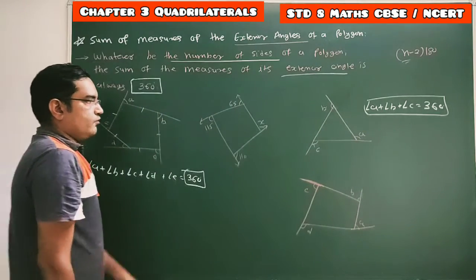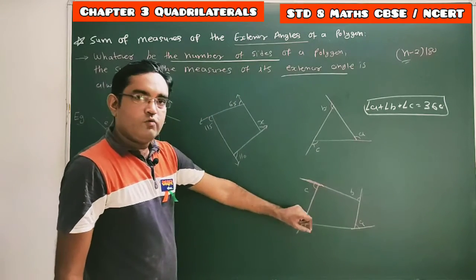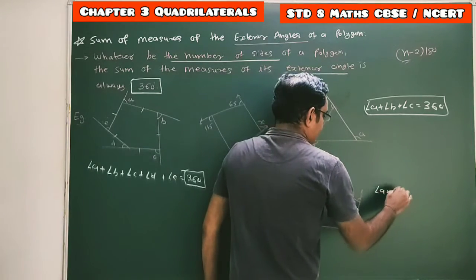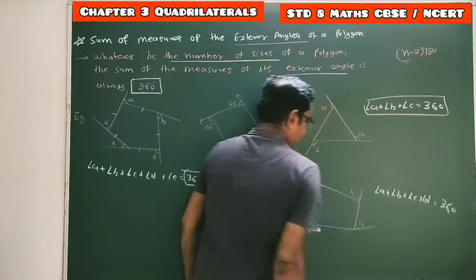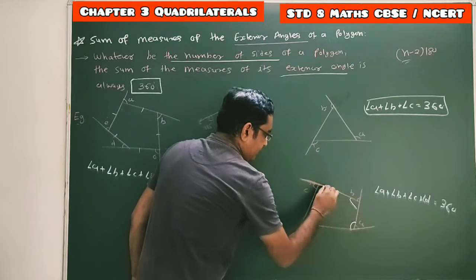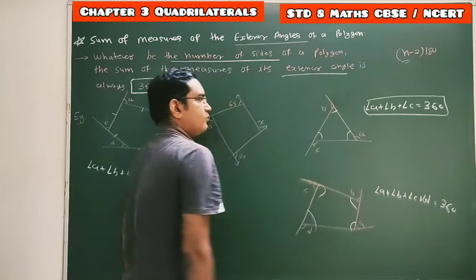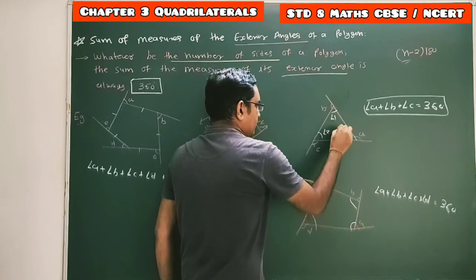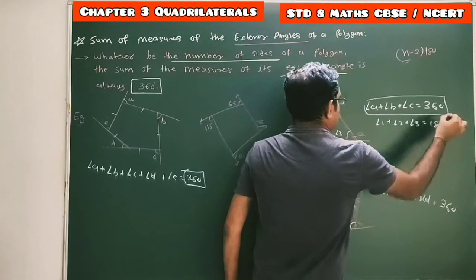For example, this is one quadrilateral. Here the sum of measures of all the exterior angles of this quadrilateral is always 360 degrees. So A plus B plus C plus D equals 360 degrees, where angles A, B, C and D are the exterior angles. The angles inside can be considered the interior angles of this quadrilateral. These angles are the interior angles of this triangle. If you consider the sum of measures of these interior angles 1, 2 and 3, then 1 plus 2 plus 3 is equal to 180 degrees.